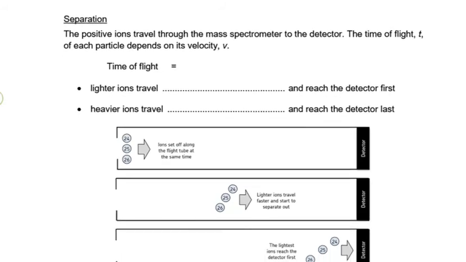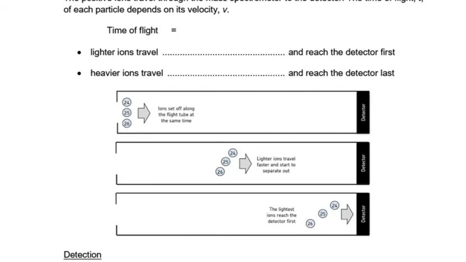So if we have a look here, we've got 3 separate ions of magnesium travelling through the machine, and one of them weighs 24, one of them weighs 25, and one of them weighs 26. And they've all been given the same kinetic energy. So it's quite logical that the lighter ones will move faster and the heavier ones will move more slowly. And the lighter ones will travel quicker through the machine.